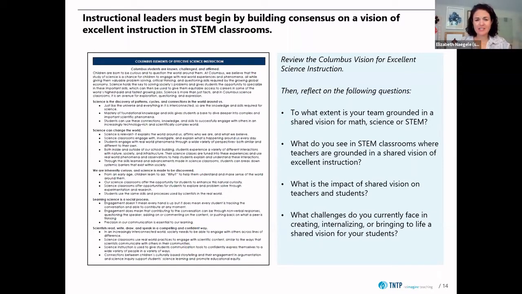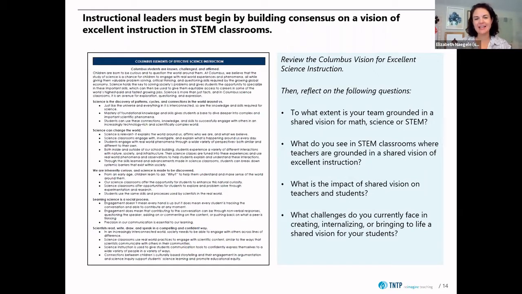Okay, that's 5 minutes to look at the statement and to begin to think about the questions that are on the slide. I also put them in the chat for you. We are going to head to breakout rooms for about 6 minutes for some introductions of who's in the group and to also chat about the status of shared vision in your school.